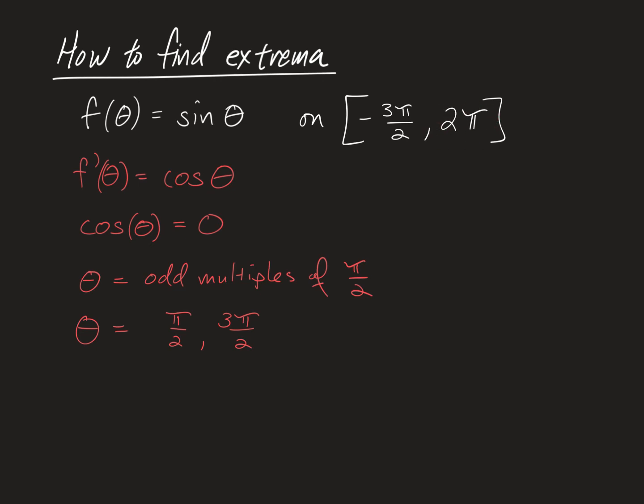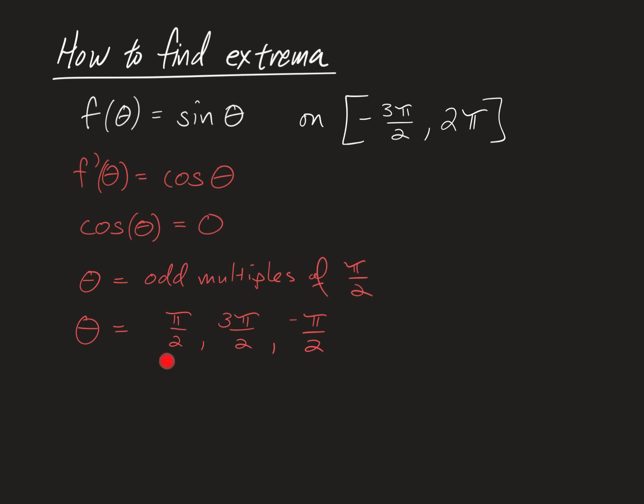Next, we've got to come up with all of the negative versions. So the only one, and yes, I mean one, the only one that we'll have to deal with here is negative pi over 2. And you might be asking, well, why not negative 3 pi over 2? That is an odd multiple of pi over 2, and we do not include it in the list of critical values because it is the endpoint. And that's the only reason.